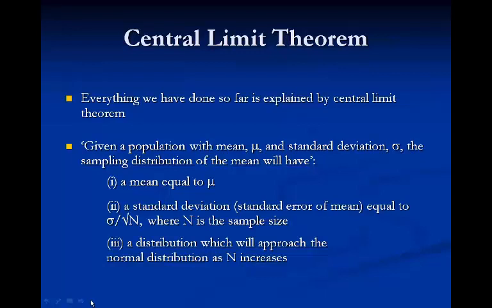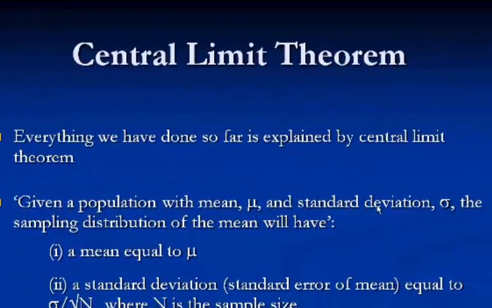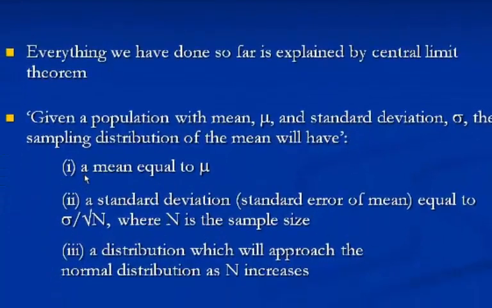So, just wrapping up the last two slides on the theorem that I've mentioned a number of times, the central theorem of hypothesis testing statistics, the Central Limit Theorem. Everything we've done so far has been explained essentially by the Central Limit Theorem, which states, and I'm reiterating what I've said earlier, that given a population with mean mu and standard deviation sigma, the sampling distribution of the mean will have the following things under the Central Limit Theorem: a mean equal to mu, a standard deviation of the sampling distribution of the mean, which is known as the standard error of the mean, equal to sigma divided by root n, where n is the sample size.